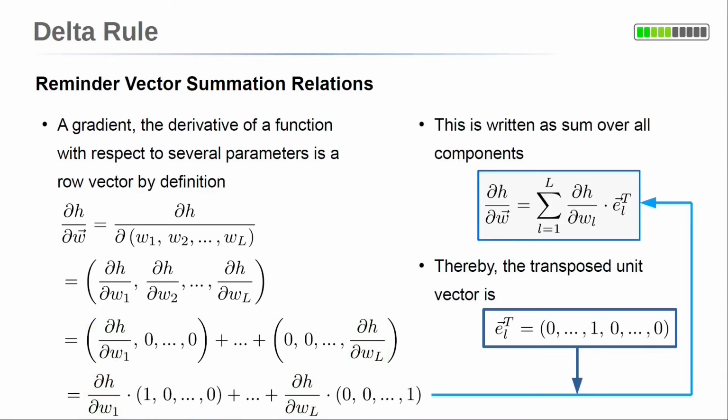So the gradient of h with respect to the vector w is equal to the sum over all components l of the partial derivative of h with respect to the lth parameter wl times the lth row unit vector el transpose. So a gradient in its vector notation can be replaced by the sum over its components times a row unit vector. As a reminder, if the vector is in the denominator, we need a transposed unit vector for the decomposition.